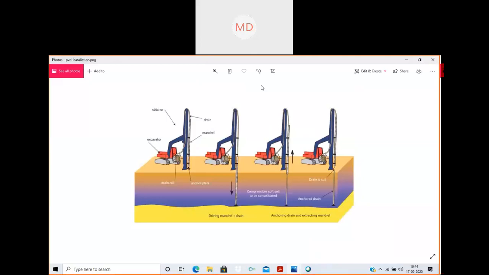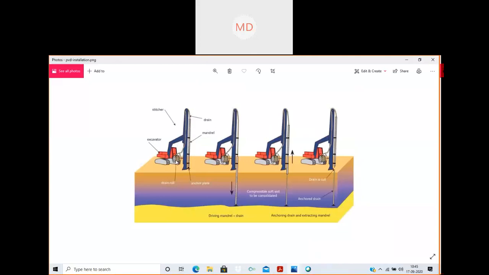So this is the figure showing the installation of PVD, that is prefabricated vertical drains. Here this is the machine or the equipment with the help of which the drain is to be inserted. The geomembrane or whatever kind of vertical drain we are willing to insert, we can put it here. And this white portion you're seeing, it is the mandrel. Inside this mandrel the vertical drain is inserted.